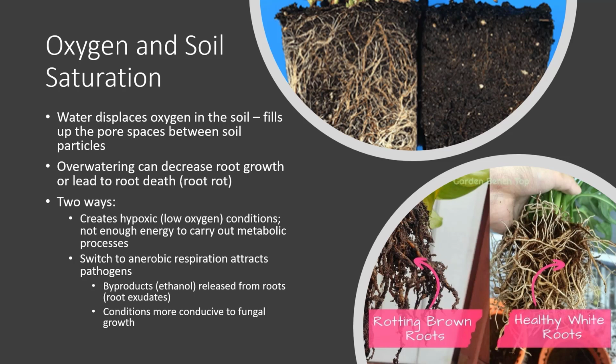First off is that water in that soil is creating a hypoxic, which just means low oxygen, or even anoxic, which means basically no oxygen, condition, right? And if there's not enough oxygen, as we talked about, there's not going to be enough energy to carry out all the metabolic processes that are needed. There's not going to be enough energy to pump in these mineral ions into our plant. Ultimately, your roots are going to stop growing and they're going to die.